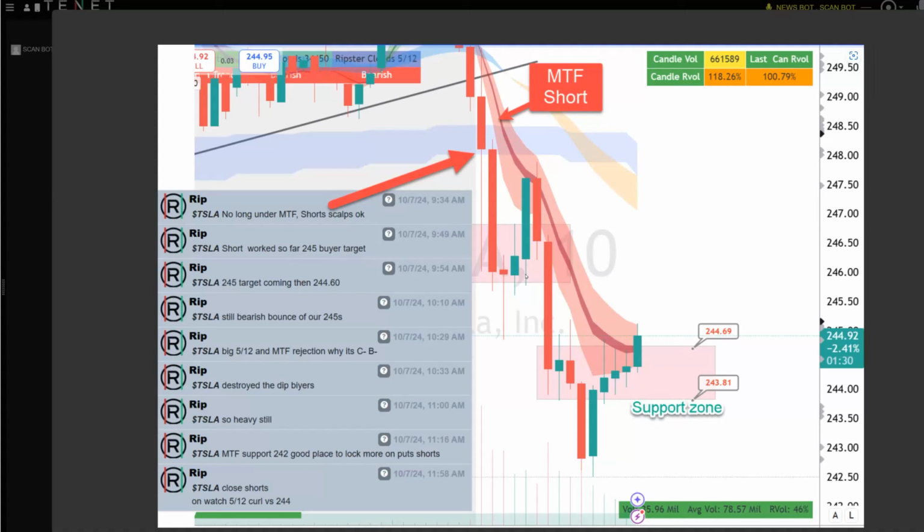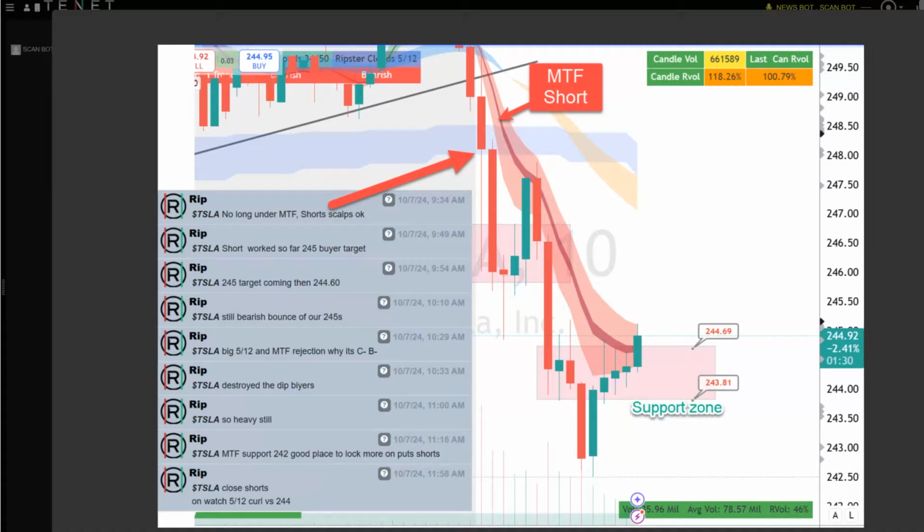Now a lot of traders were trying to long it. I did tell them it's a C minus long because there's no guarantee. And look here, that's the 512 rejection. That's the 512 rejection. That's the power of the system. It rejected from the 512s, big rejection, destroyed the dip buyers. I kept telling everyone it's still heavy, still heavy. Next target will be MTF support or 242. And it finally hit that area, right?